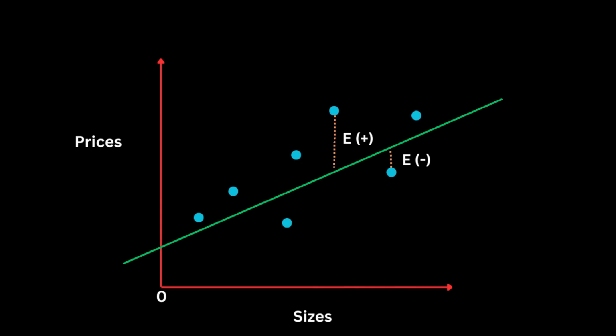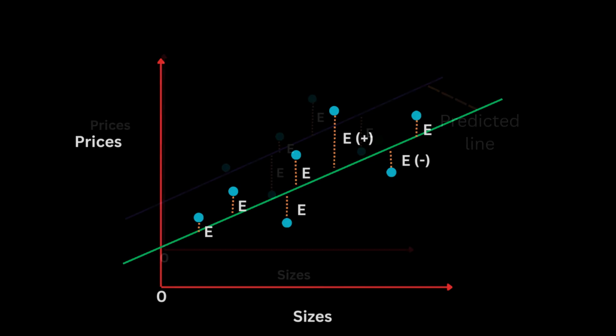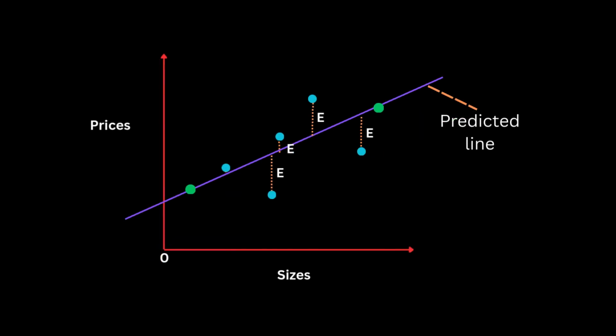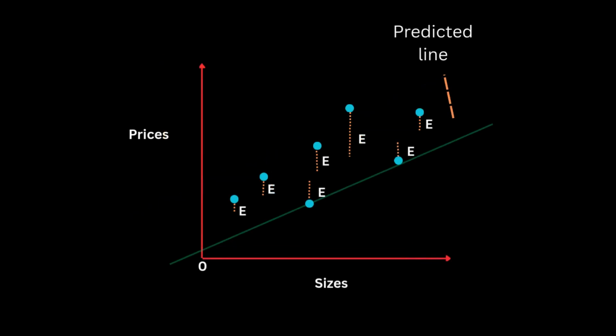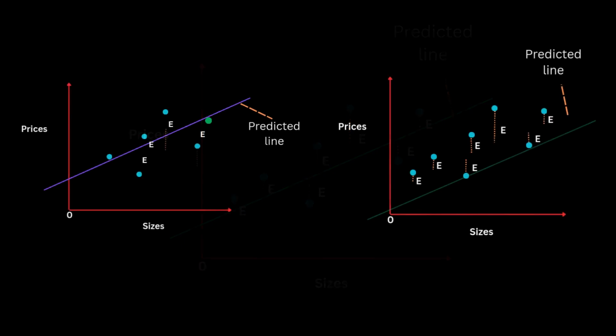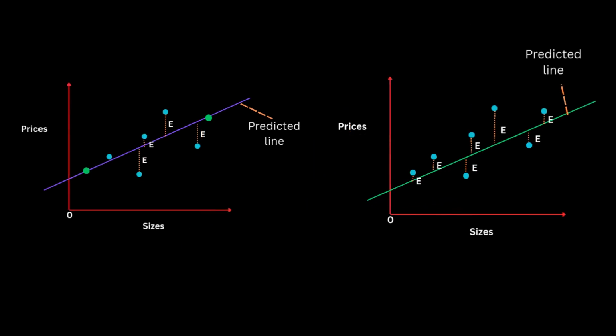But a model doesn't make just one prediction. It makes predictions for every data point. So we don't just have one error, we have many. Some small, some big. Here's the problem. One line might be very wrong for one point, but good for the others. Another line might be a little wrong everywhere. Which one is better? We can't answer that by looking.